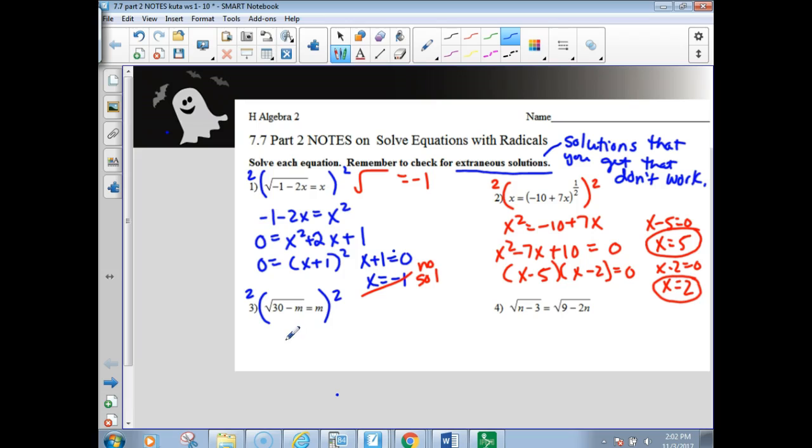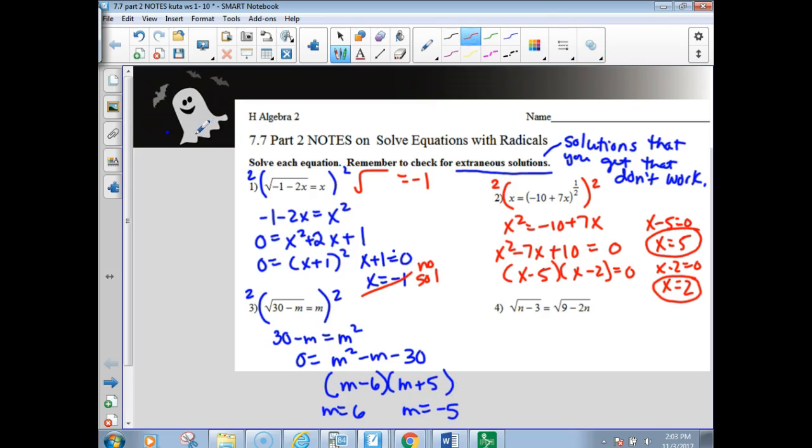3 scenarios. Squaring both sides on the next one, number 3, gives you 30 minus m equals m squared. I'm going to set it to 0 by adding m to both sides and subtracting 30. I'm going to factor it, (m minus 6) times (m plus 5). I get m is 6 for one solution and -5 for the other. Which one do you think might be the one that might be scariest according to this worksheet? Or what's on the back here?